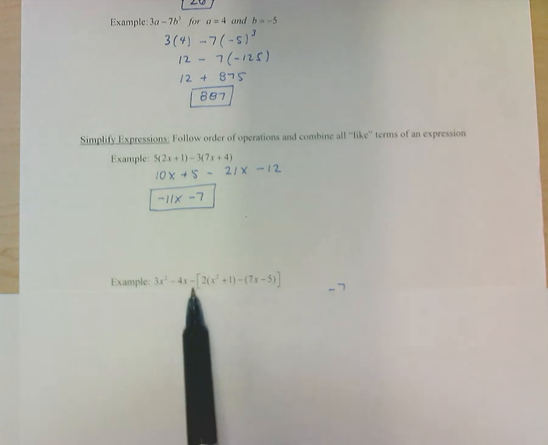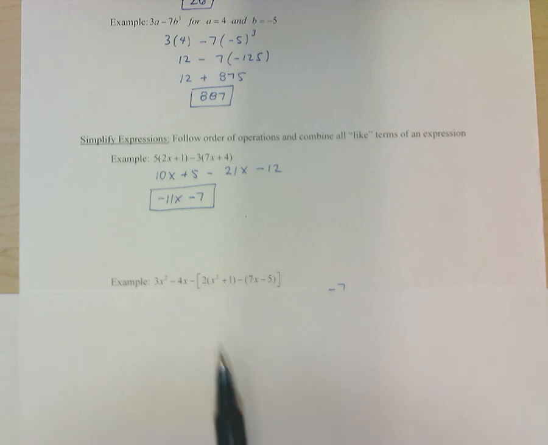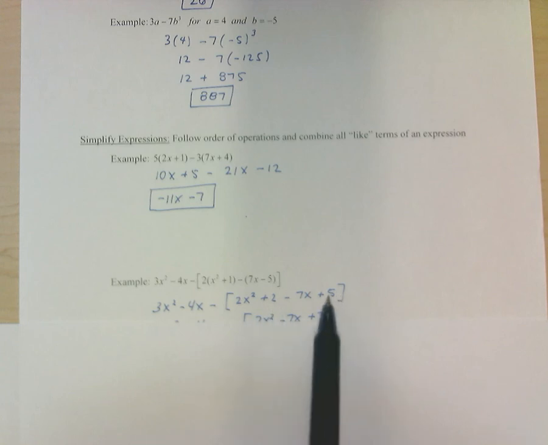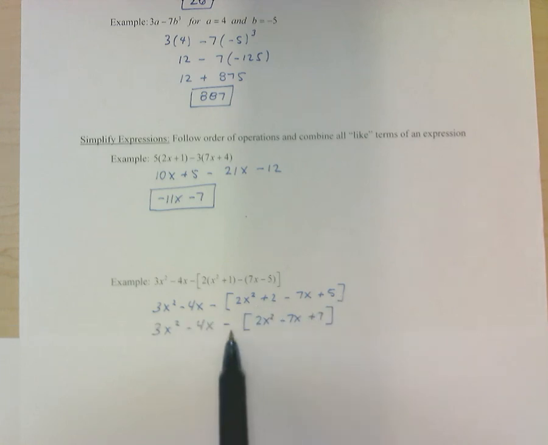I purposely wrote this one here because the minus sign in front of this bracket is meaning I'm going to multiply everything inside that bracket by negative 1. But the process I use is I'm going to go ahead and take care of everything inside here first. So I'm going to distribute the 2, and I get 2x squared plus 2. I'm going to distribute this negative sign, and I get negative 7x plus 5. Then I combine like terms, the 2 and the 5 made the 7.